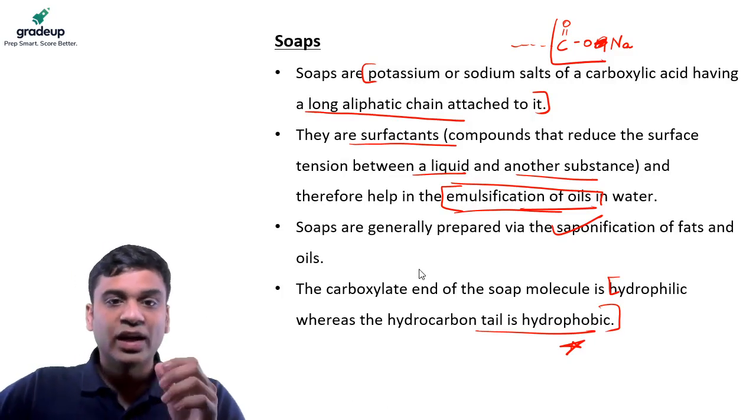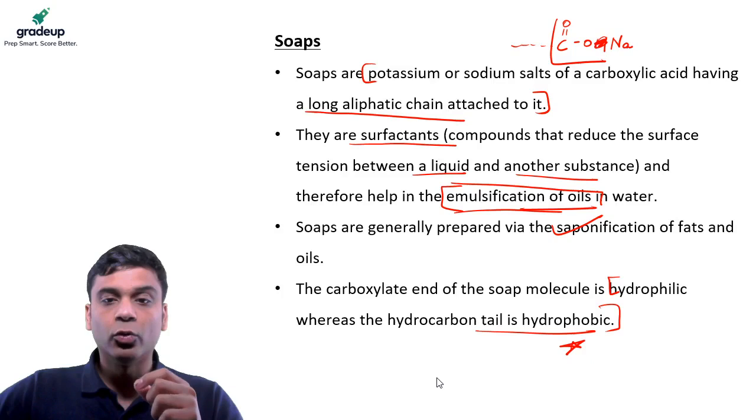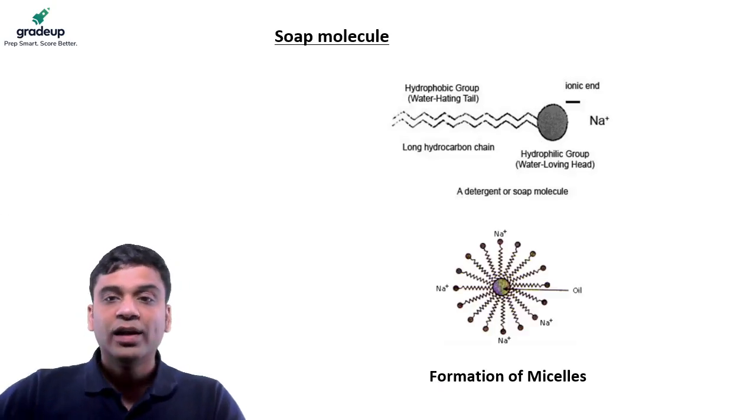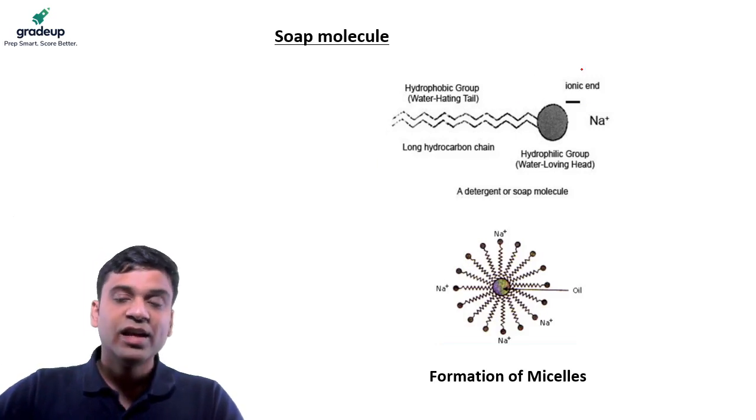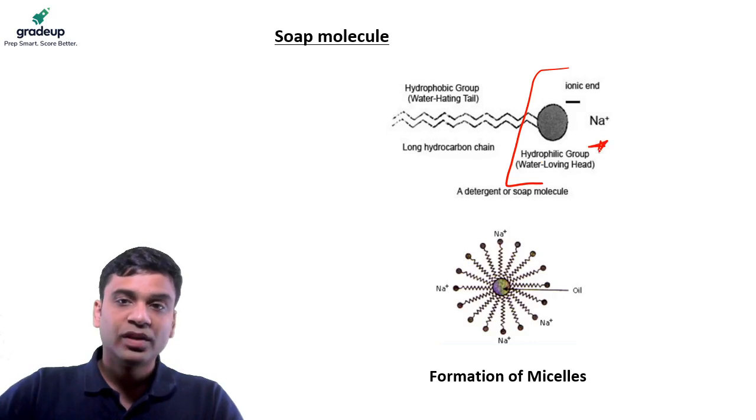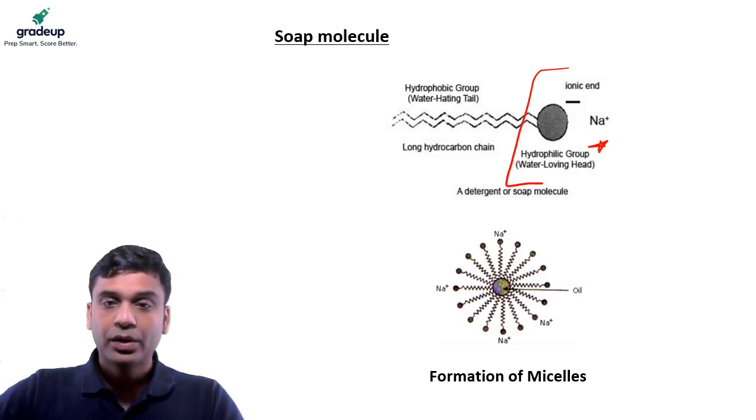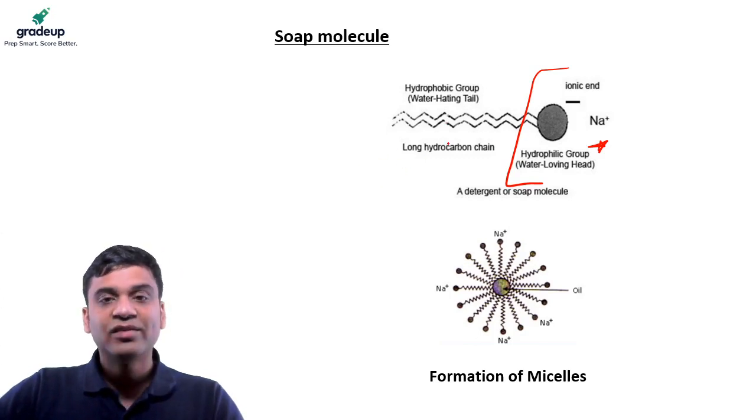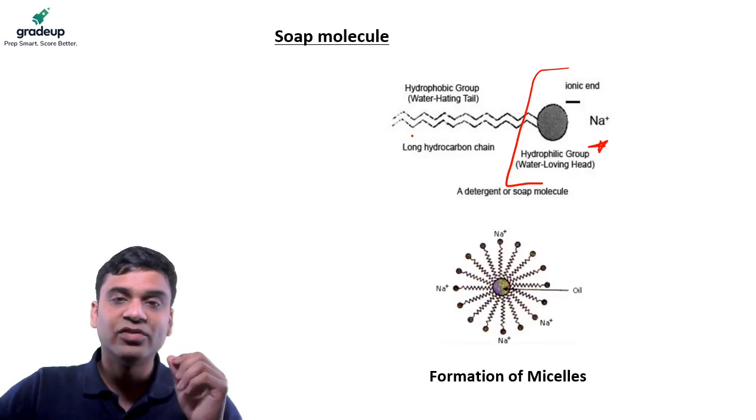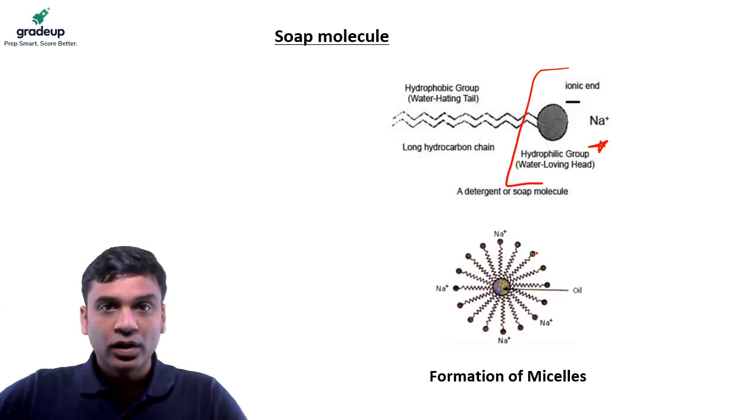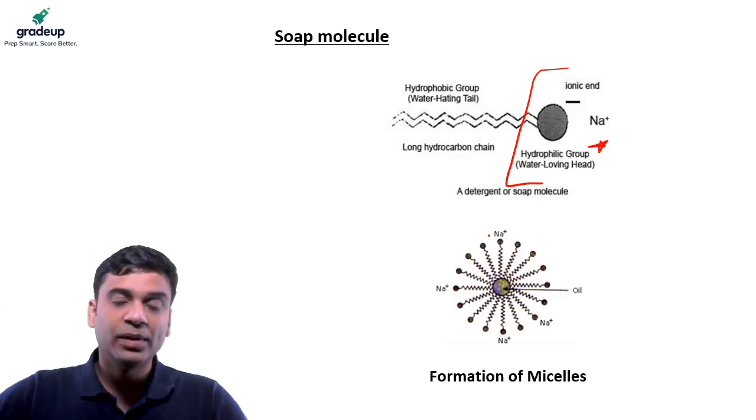Let me show you the diagram of a soap. As I told you, this is the salt of a carboxylic acid. This end which we have, the ionic end, is hydrophilic. That means it loves water. And the hydrophobic one is actually oleophilic. That means it loves the grease, the fat, the lipids. This idea you should know properly. If you understand this, how soaps are able to trap the COVID-19 particles will be clearer to you.